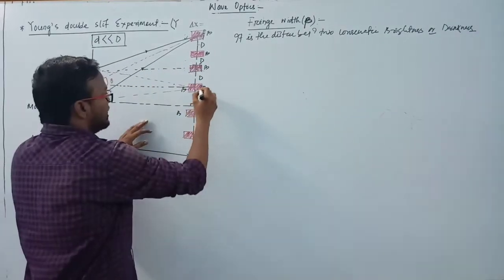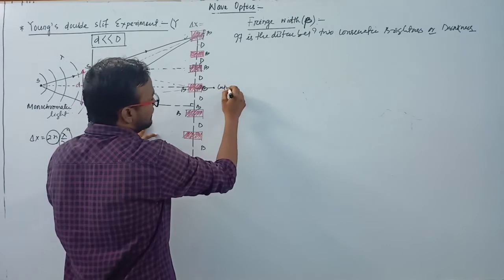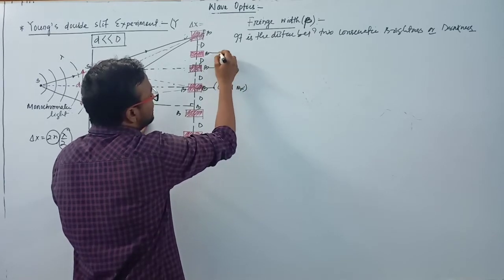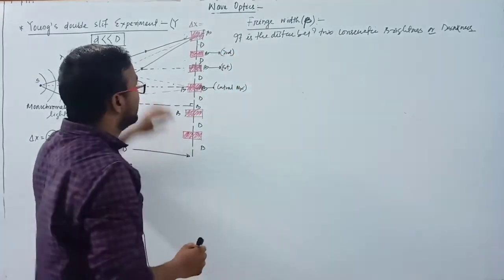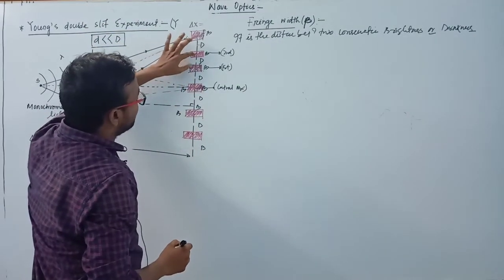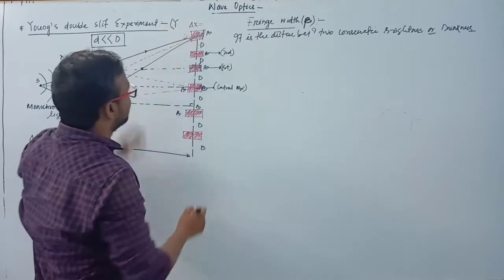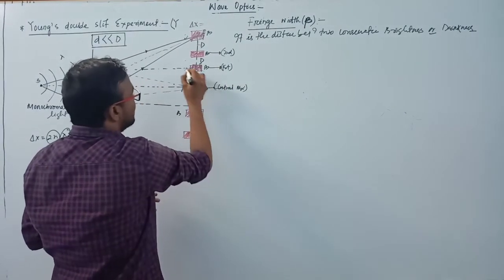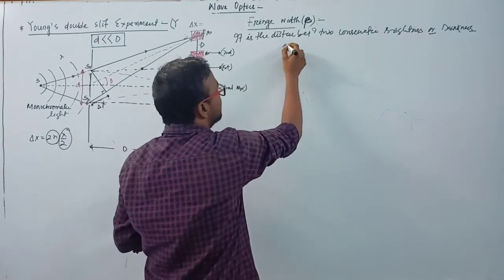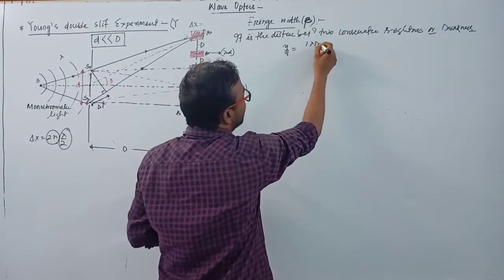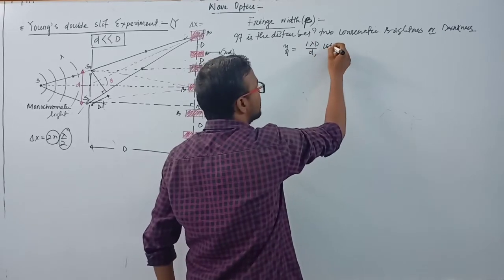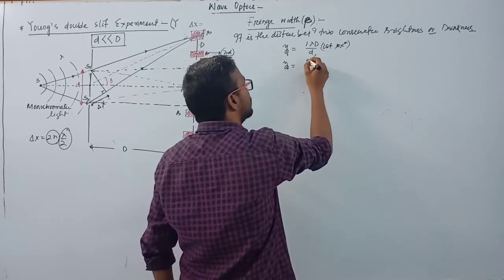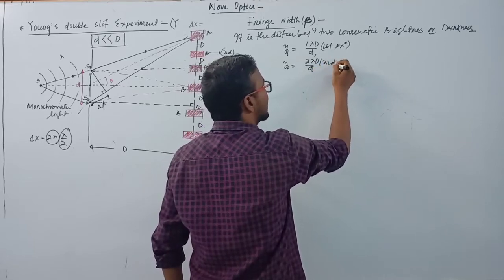This is the central maxima. Clear? Here this is the first order maxima, and here this is the second order maxima. We already have y1 equal to 1 lambda d by D, which is the first order maxima, and similarly y2 equal to 2 lambda d by D, which is the second order maxima.